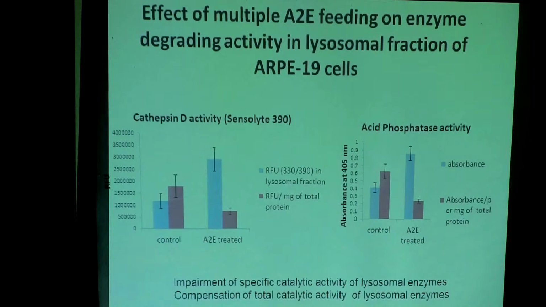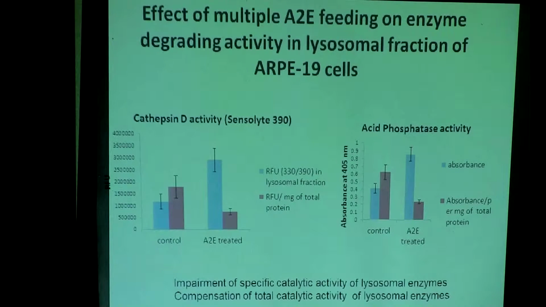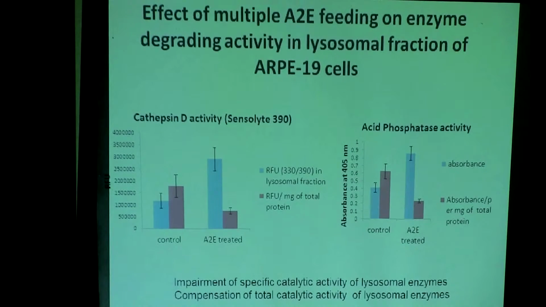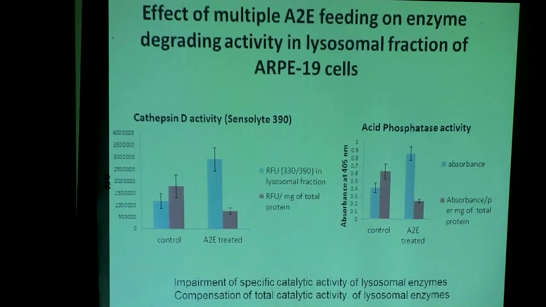What we didn't expect, but what we saw, is that the impairment in lysosomal enzyme activity is only in specific activity. So if you normalize to the amount of protein, specific activity goes down. But total activity in the lysosomal fraction goes up. So cells actually produce more lysosomes, more proteins, and total activity is not affected, it's even improved. So you have some compensatory effect. And it's saved here.